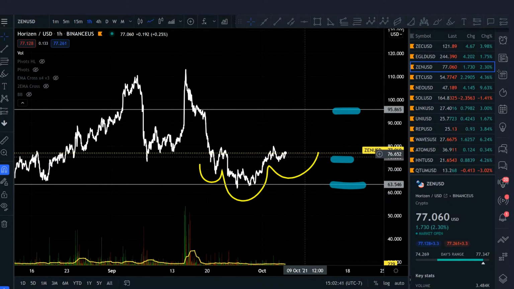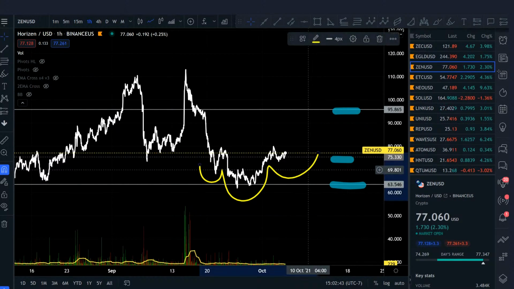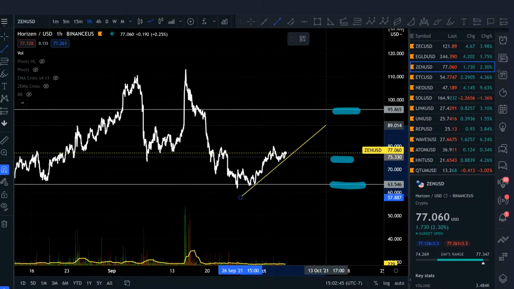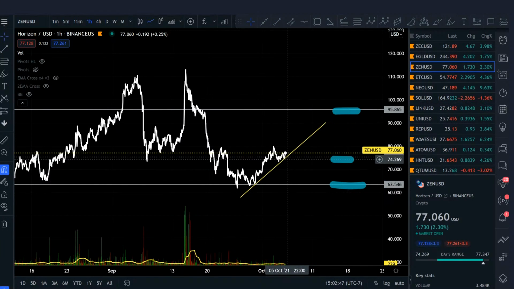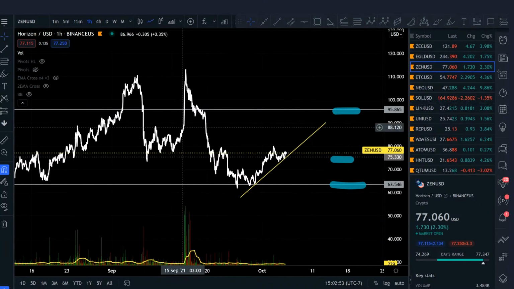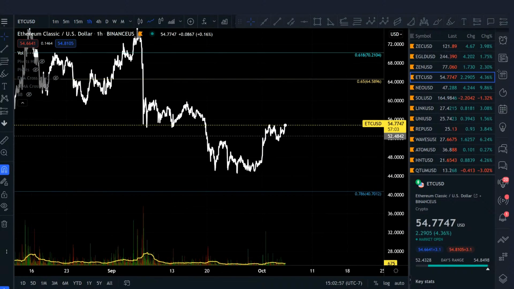Watch for that on Zen. We draw a trend line here for extra security, right? If you lose that trend line, just like CEI, then there's a problem. Yellow flag. But if we don't, we bounce up, then all this resistance on the left side is the price target. Next, Ethereum Classic.